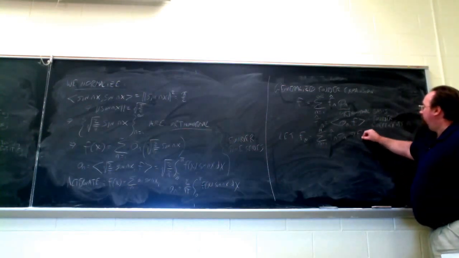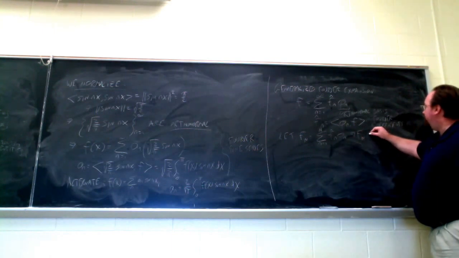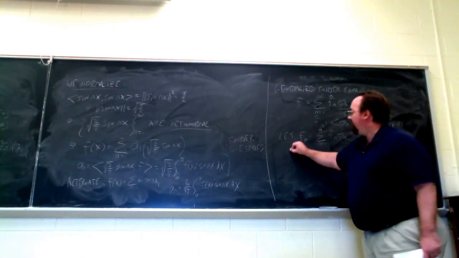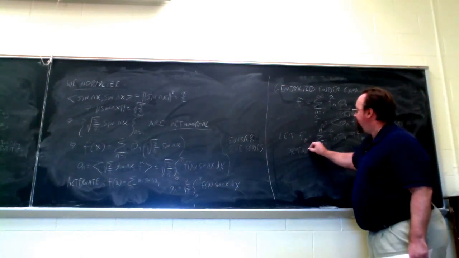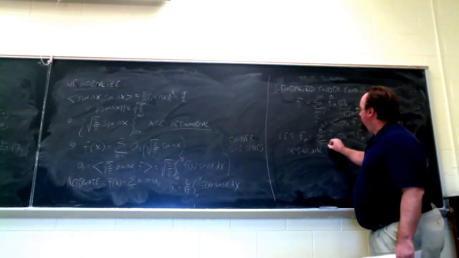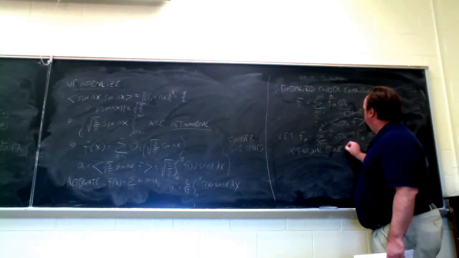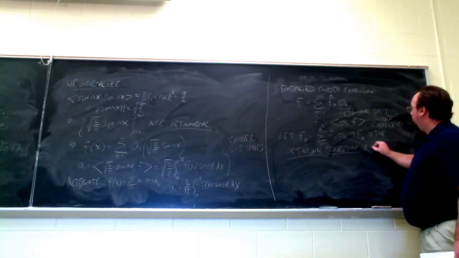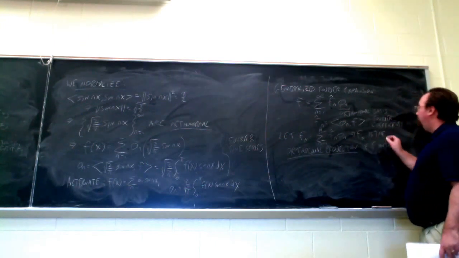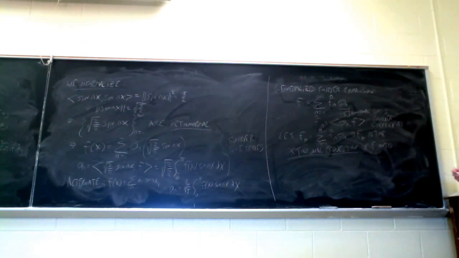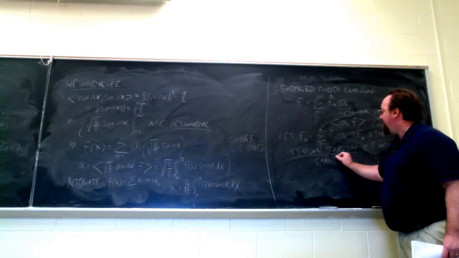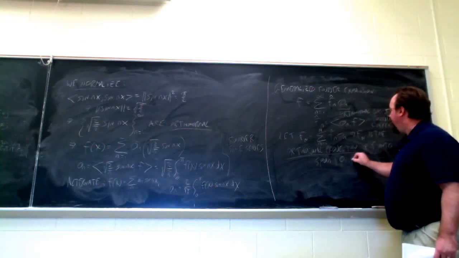So this f sub n is called the orthogonal projection of f onto a subspace of a space spanned by all the basis functions. So we take a span of your first n basis functions.